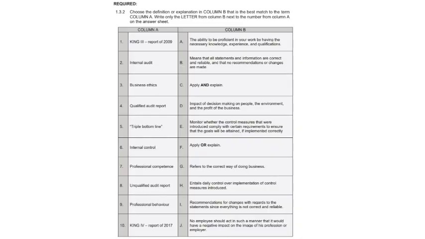G, refers to the correct way of doing business. H, entails daily control over implementation of control measures introduced. I, recommendations for changes with regards to the statements since everything is not correct and reliable. And J, no employee should act in such a manner that it would have a negative impact on the image of his profession or the employer.